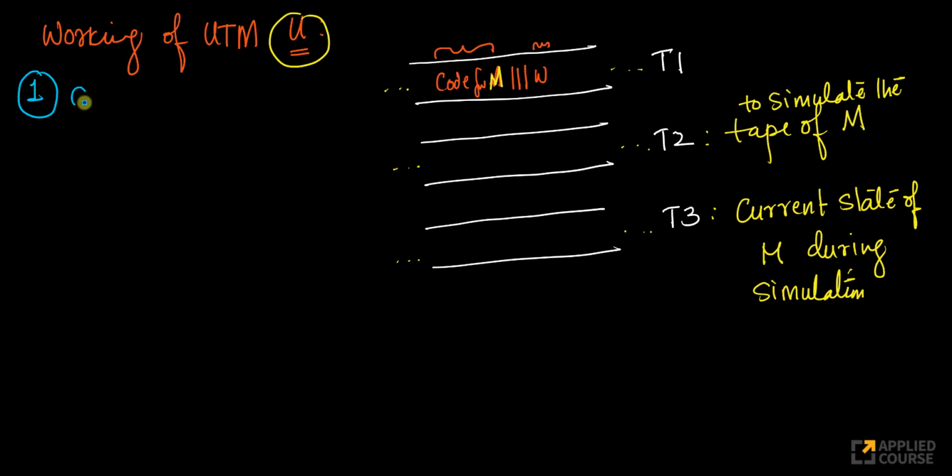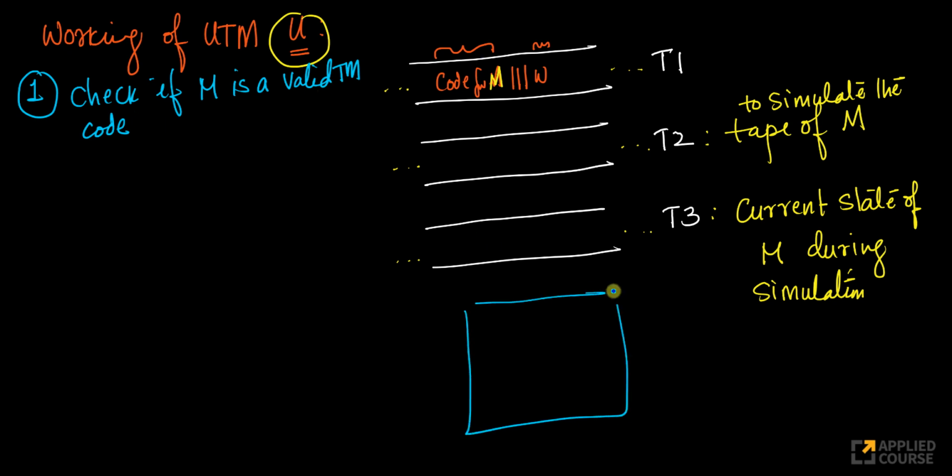For check if M is valid. If M is a valid Turing machine code. Right? So we can all see, I also have a finite control here, right? I have a finite control unit.